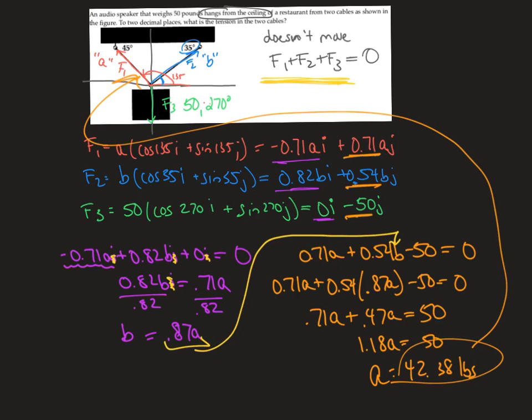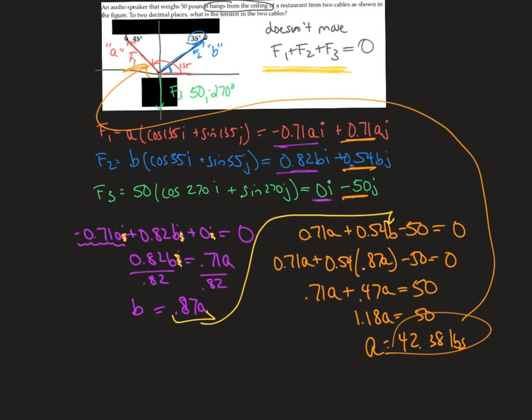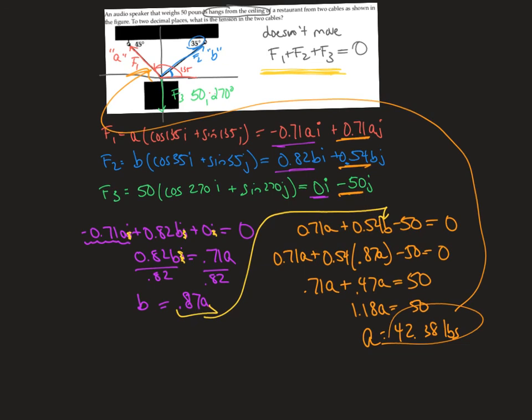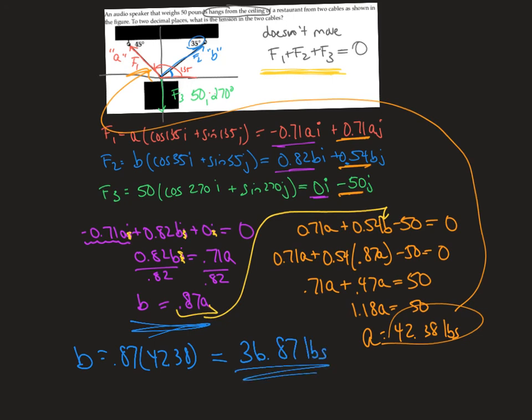And then to find the magnitude of the other vector, literally all you're going to have to do is use this right here. So B equals 0.87 times the 42.38 that you just found. And so that equals 36.87 pounds. And that's the magnitude of the force 2 vector.